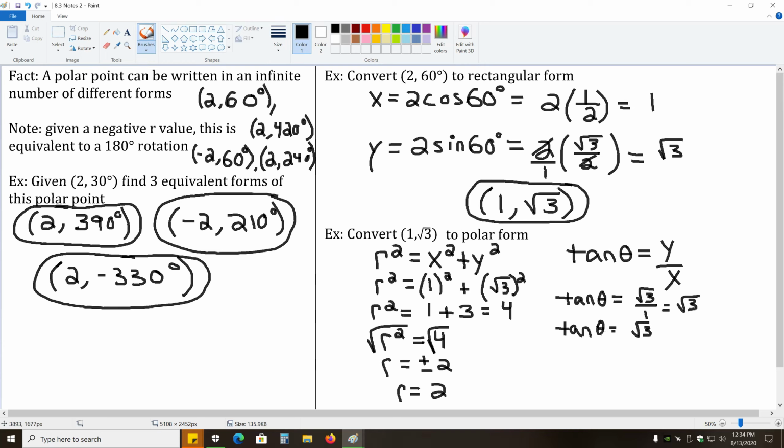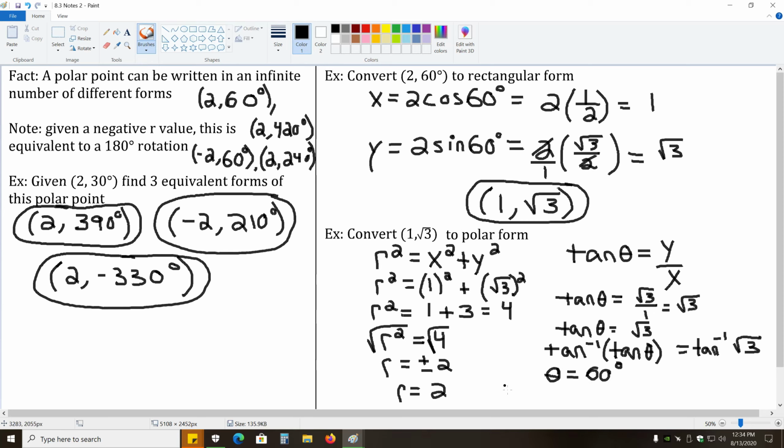And now with that, we need to get rid of tangent, so we'll take tangent inverse of each side of the equation, which gives us theta equals tangent inverse of the square root of 3, which is 60 degrees.